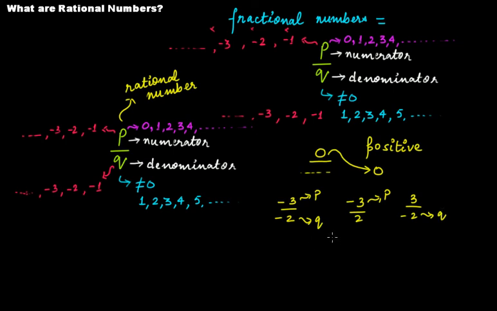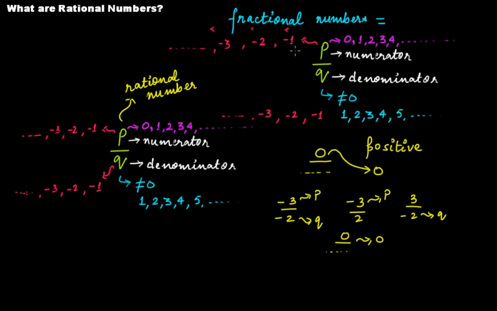Or it can be 0 also, because if the numerator becomes 0, then it doesn't matter what comes in the denominator, this will be 0 only. So what's the basic difference? P over Q, both are the same, but the only condition is that P and Q in the case of a rational number can be negative, but in the case of a fractional number cannot be negative.